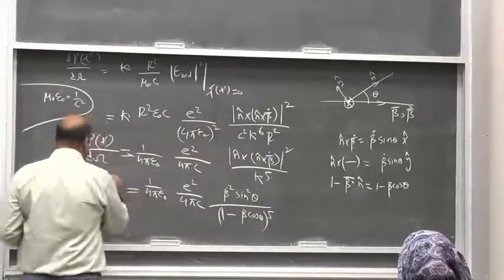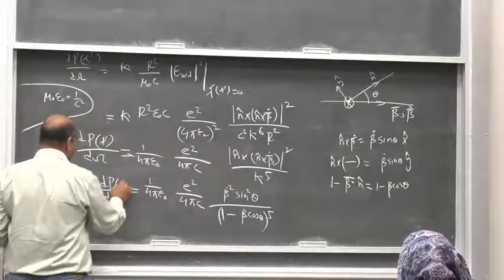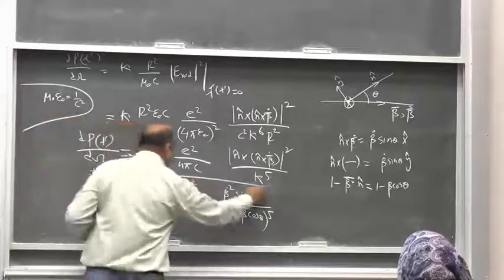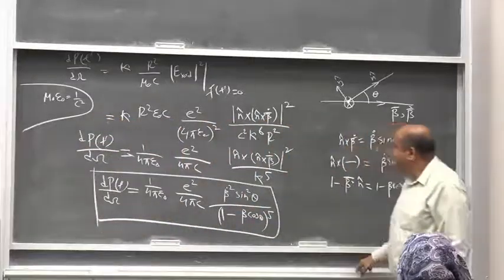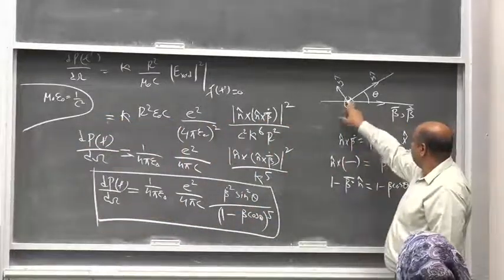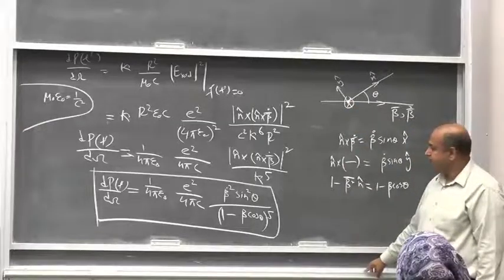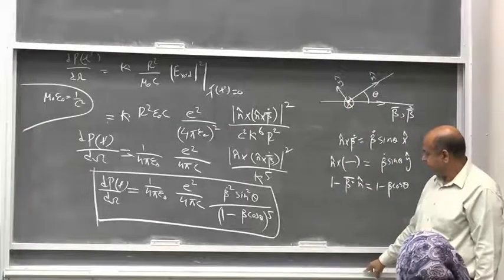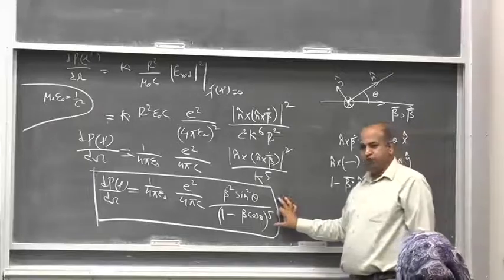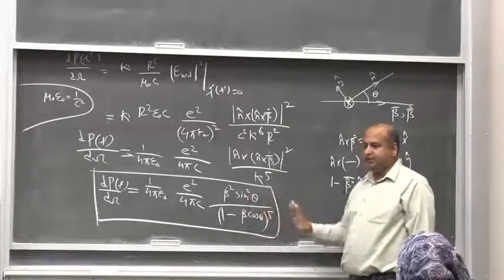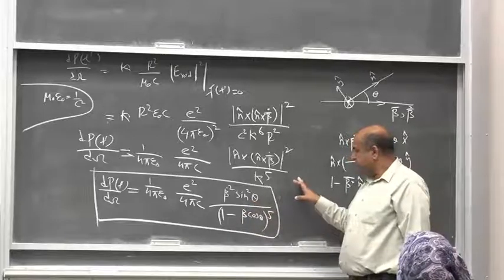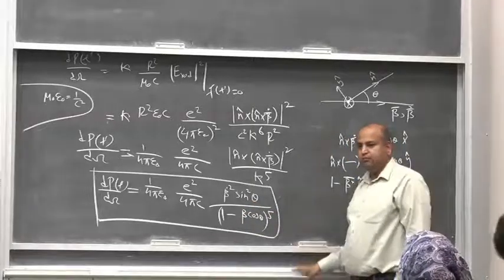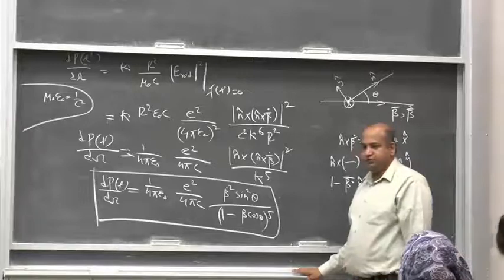So this is the angular distribution of power with respect to the coordinates of the charge. And this is the fully general case. Beta can be anything. It can be anywhere from 0 to whatever, 0 to c.